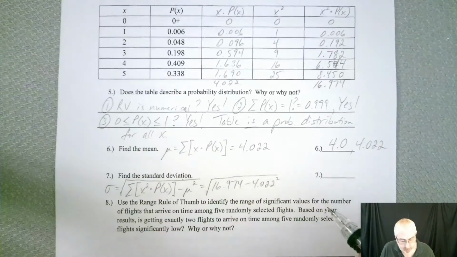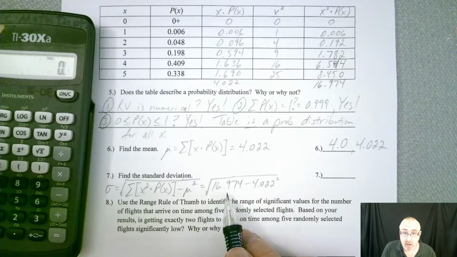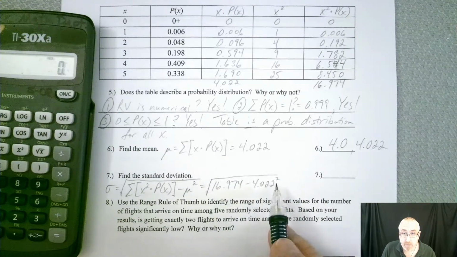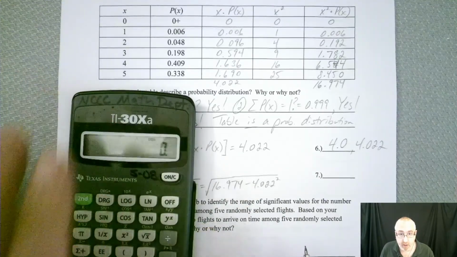All right. So we've got our sum in here. We have our mean plugged in, but we've got to square it and subtract it. So let's do all that on the calculator.